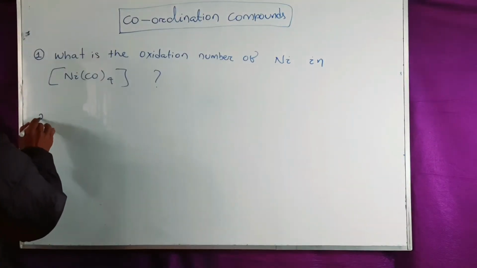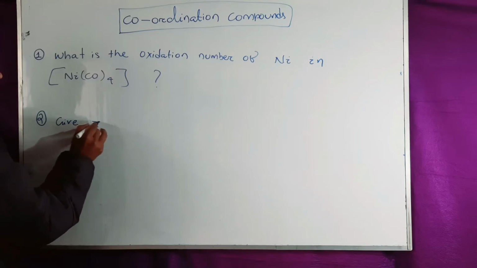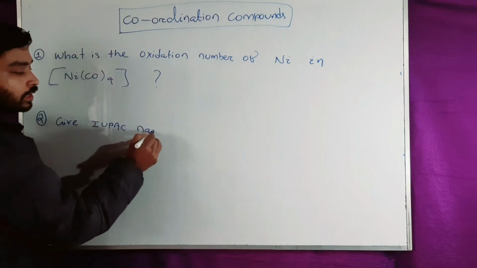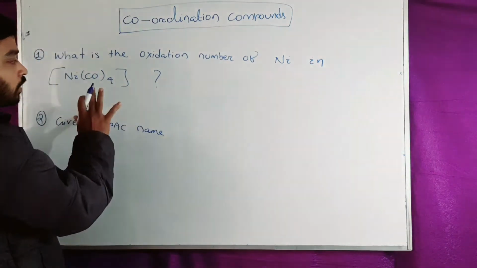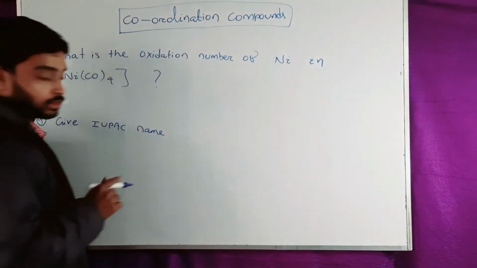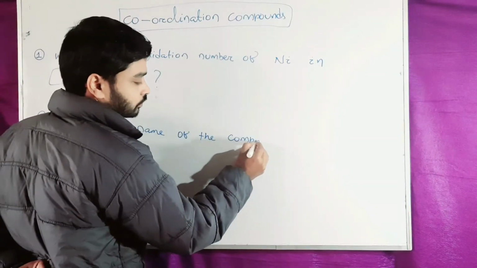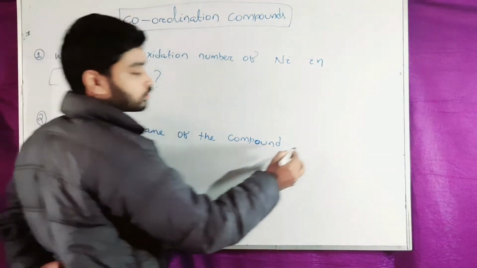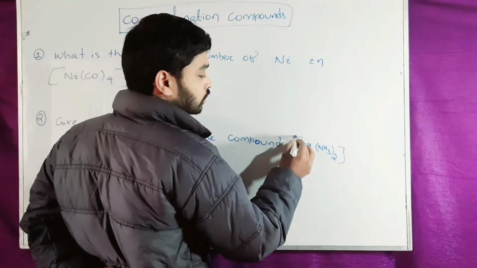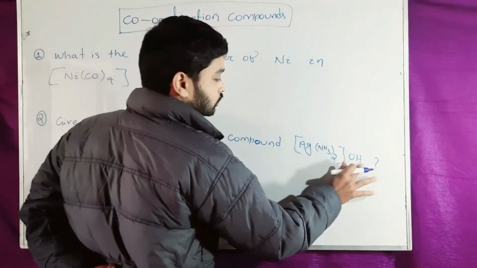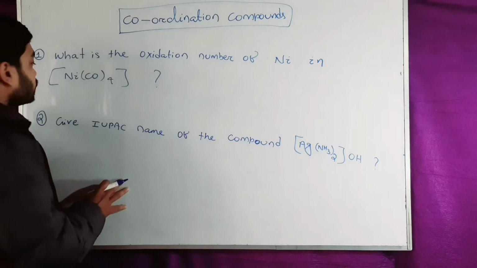The second question is, give the IUPAC name. You should try the answer for the first question. I am writing the second question for you. After that, we will discuss the answers with explanation. So give the IUPAC name of the compound Ag(NH3)2OH. First write the question, try the answer, and mention your answer in the comment section.